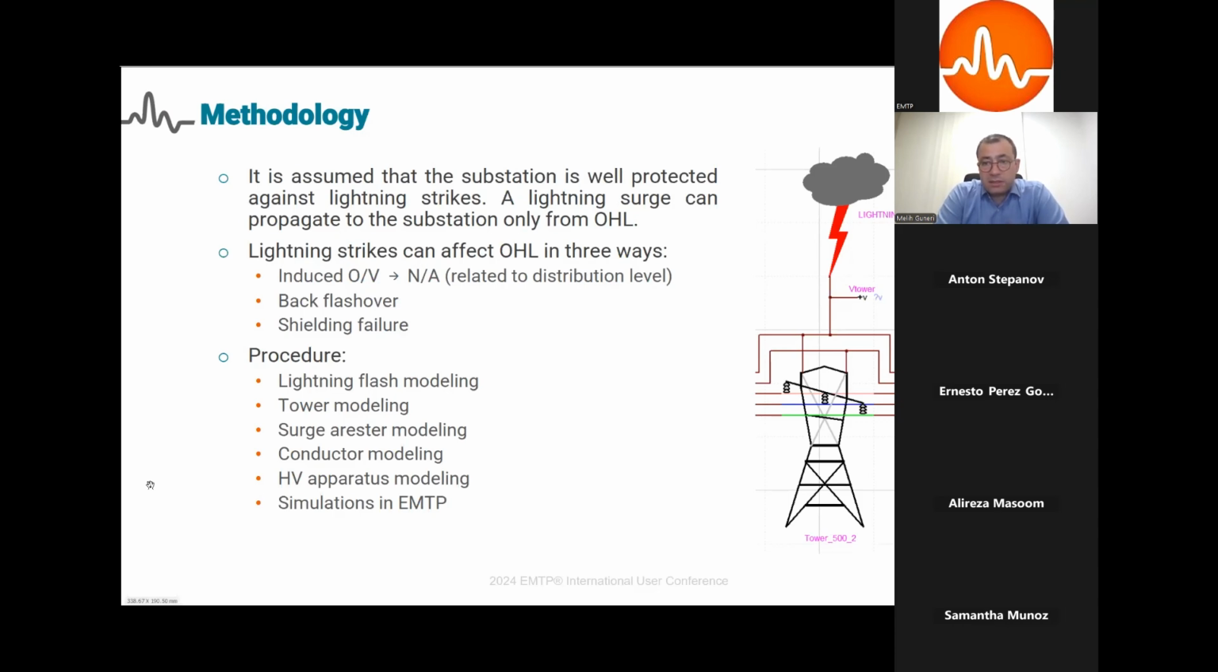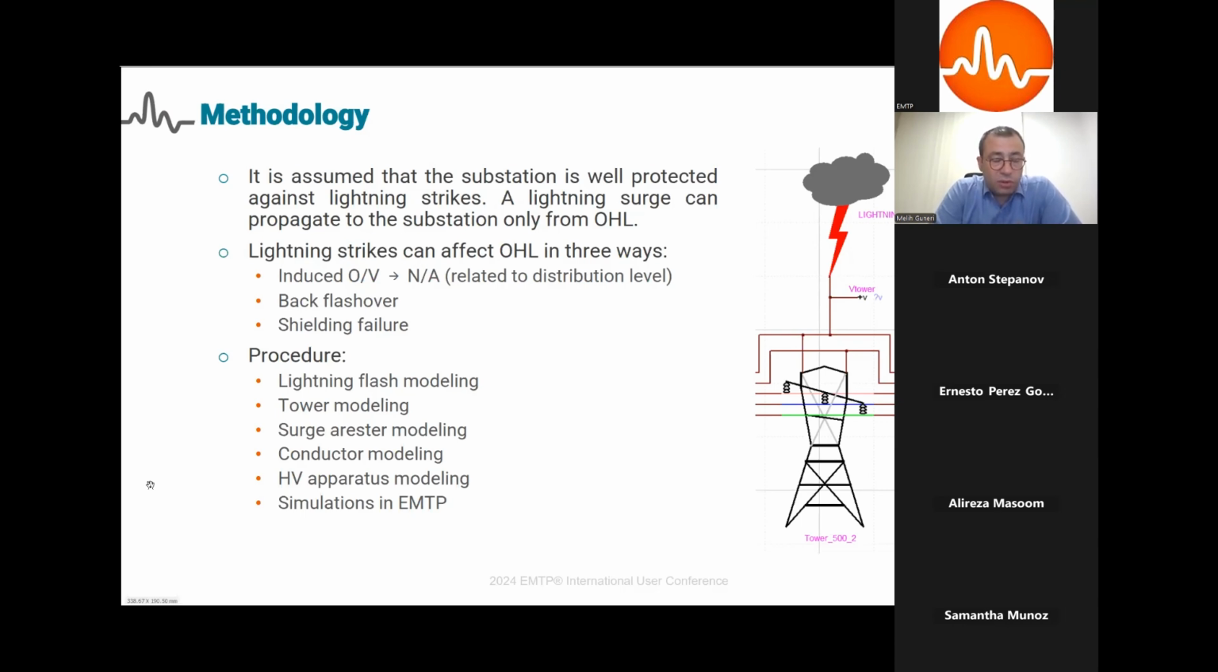And as it is very well known, a lightning strike can affect an overhead line in 3 ways. The first one is induced overvoltage. This is more related to the distribution level, so it's not our case. So back flashovers and shielding failures are considered in this case study.